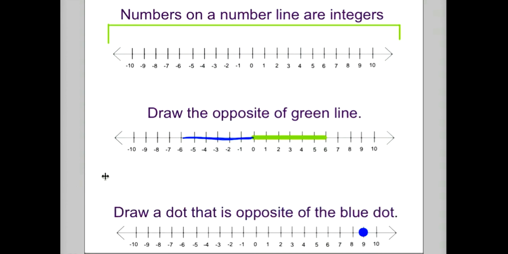How about the opposite of the blue dot? The opposite of the blue dot is at 9. So we're going to draw our opposite dot at -9.